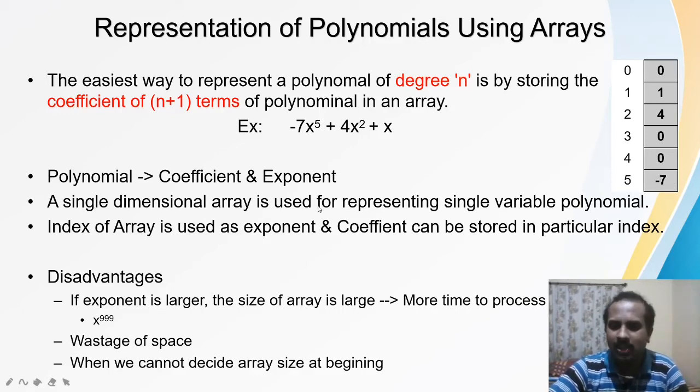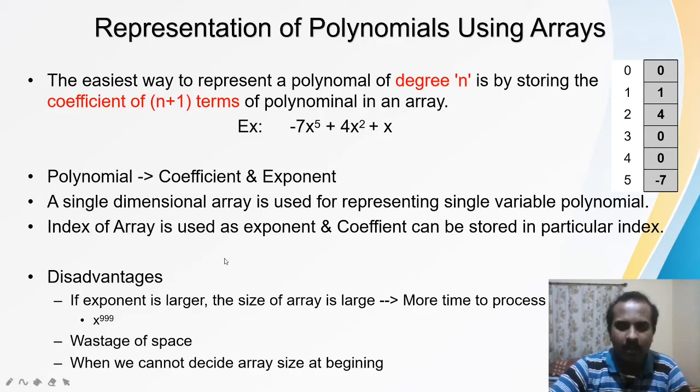A single dimension array is used to represent a single variable polynomial. I am having the single variable here, x. So when I am having single variable polynomial, I am going to use single dimensional array or one dimensional array. Index of array is used as the exponent, and coefficient can be stored in particular index. So I am storing the coefficient in the data value and the index represents my exponent.